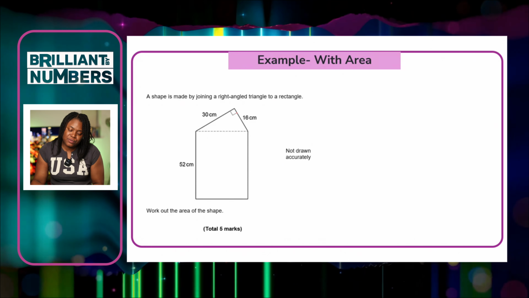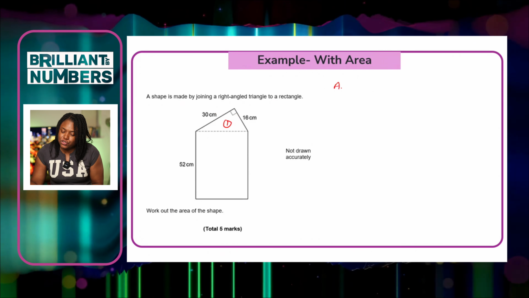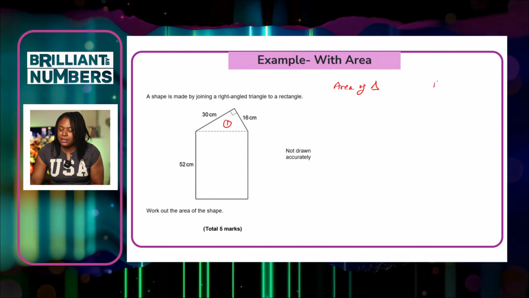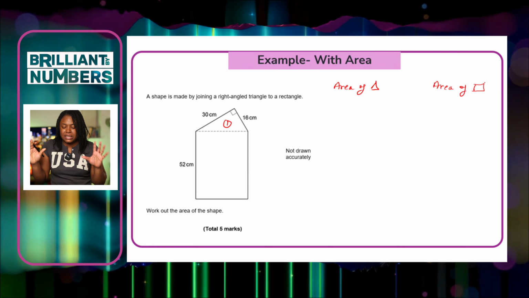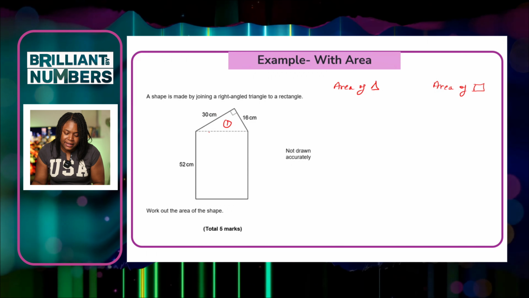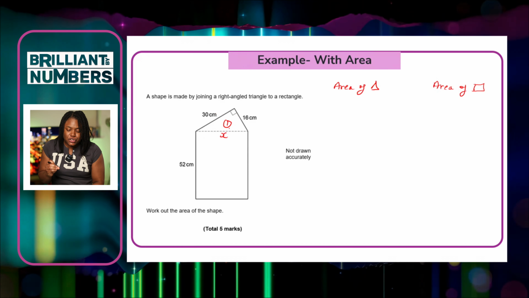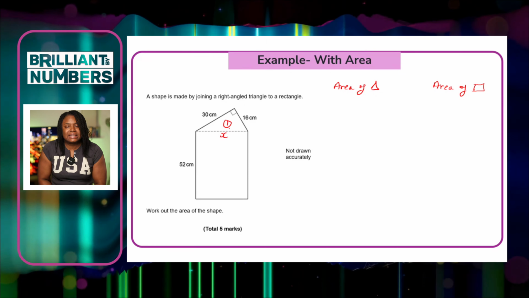So we look at our right angle triangle here. I would need to find the area of the triangle. Let's write that down. We're going to need to find the area of the triangle and also the area of the rectangle, and then add them together. If I find the missing side here, let's call it X, which is the hypotenuse, I would have also known the width of the rectangle.